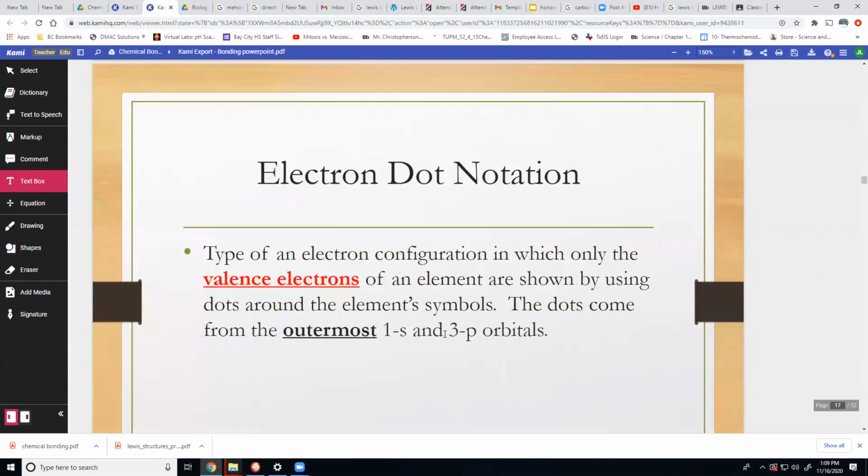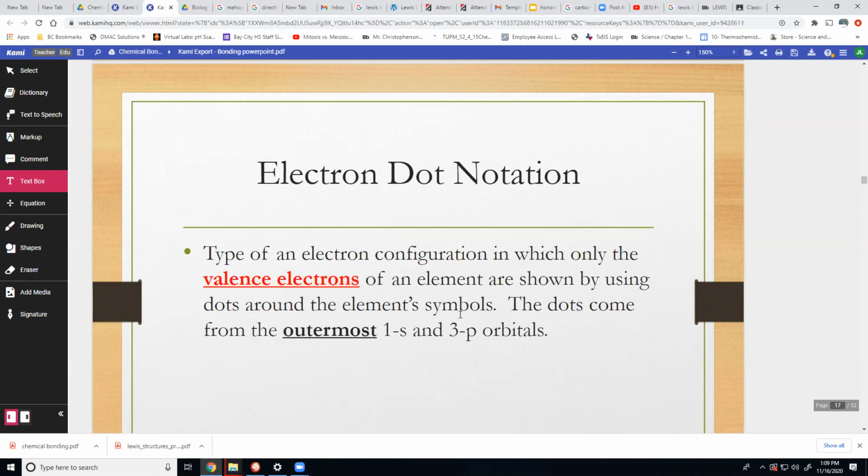So what were the characteristics of the covalent bonds? The first one was bond length. Second one, bond energy.